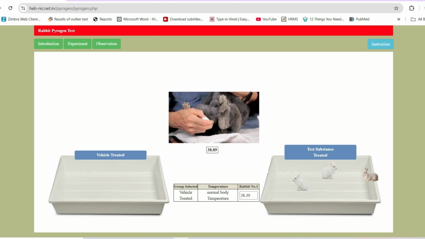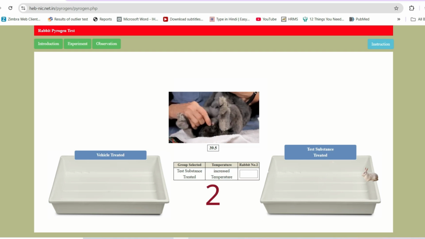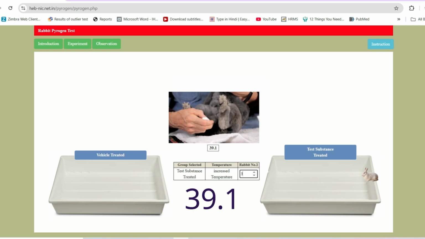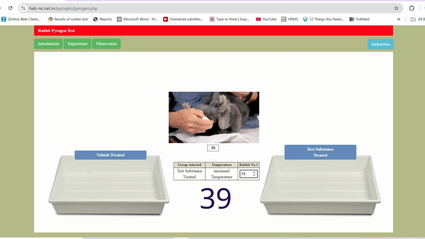Now we will go for the test substance treated animals. Again we will insert the thermometer inside the rectum. Its temperature is 39.5. Next animal we will select. It's 39.1. While you are conducting this type of experiment really, you use a restrainer to control the animals. The last animal's reading is 39. Now our experiment is complete. We will see the observation.